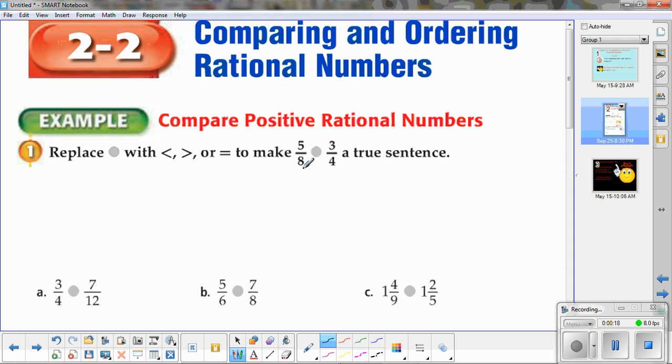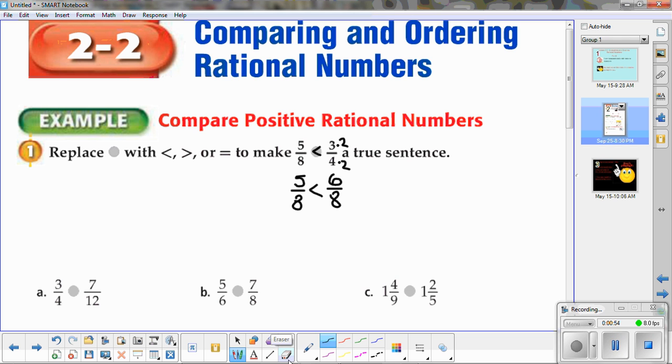denominator. 8 and 4 both go into 8, so I'm going to leave the first fraction as it is, 5/8. And the second one I'm going to rewrite with an 8 in the denominator, which means since I multiplied the denominator by 2, I'd have to multiply the numerator by 2 to keep it equivalent to 3/4. Now 5/8 and 6/8 can be compared. 5/8 is less than 6/8, therefore 5/8 is less than 3/4.